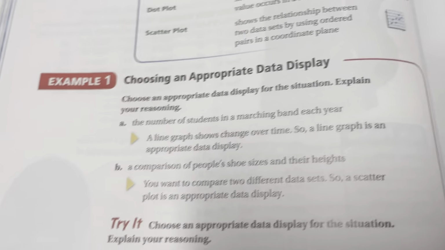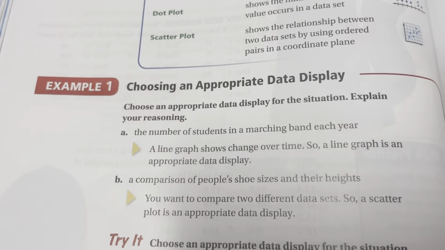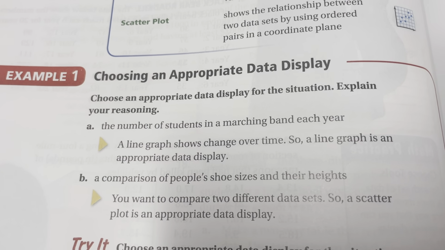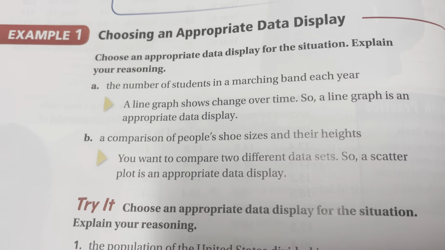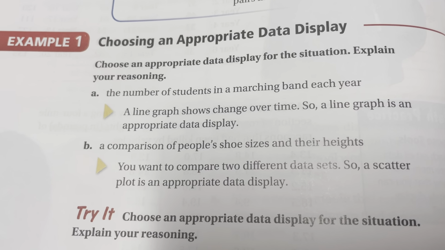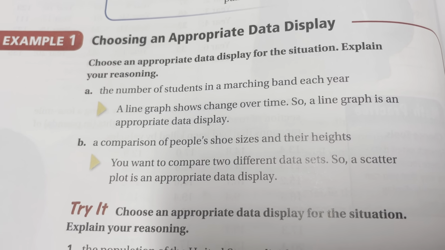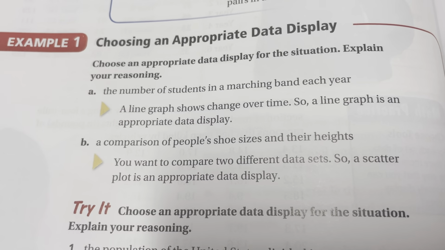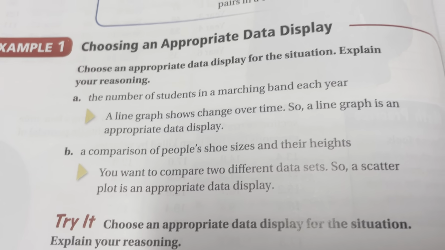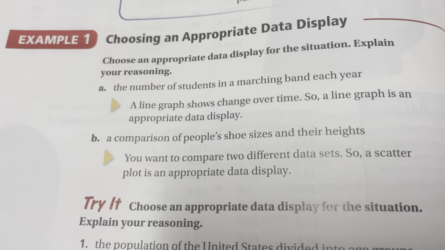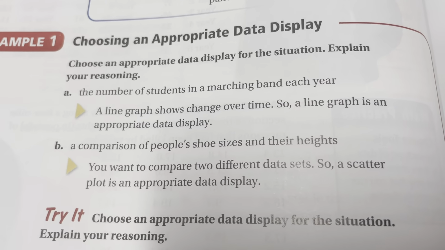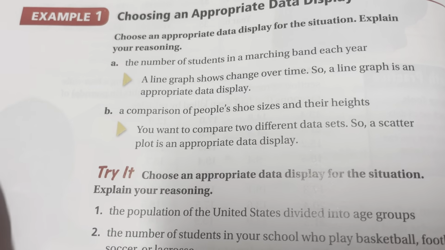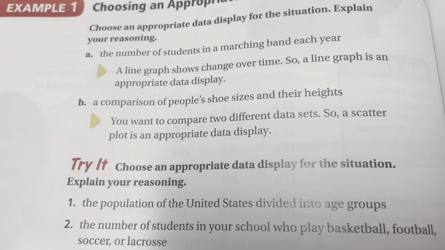All right, so there's some different things you're going to need to do today. And we'll look at this. Choose an appropriate data display for the situation. So this number A says the number of students in a marching band each year. Okay, well, we're talking about the number of students in a marching band every year. So we would want to use a line graph that shows change over time, how the number changes from year to year.